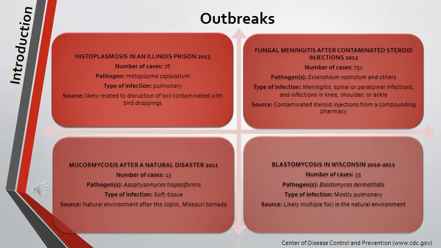Another one was the fungal meningitis after contaminated steroid injections in 2012, 751 cases, and it was because of contaminated steroid injections from a compounding pharmacy. Another one was the mucormycosis after a natural disaster in 2011, 13 cases, and it was a natural environment after the Joplin, Missouri tornado. And another one is the blastomycosis in Wisconsin, 2010-2011, 55 cases, and it was a pulmonary infection.